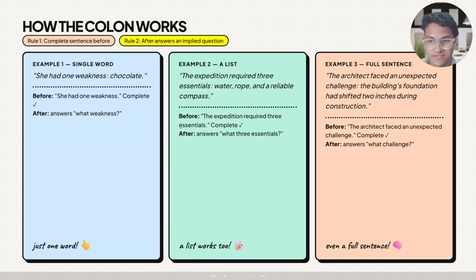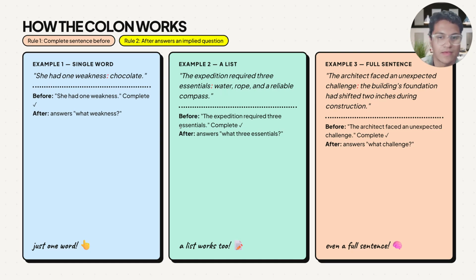Now let's take a look at some examples. She had one weakness: chocolate. The part before the colon is a complete sentence: she had one weakness. The second part that comes after the colon answers, what weakness does she have? Chocolate.